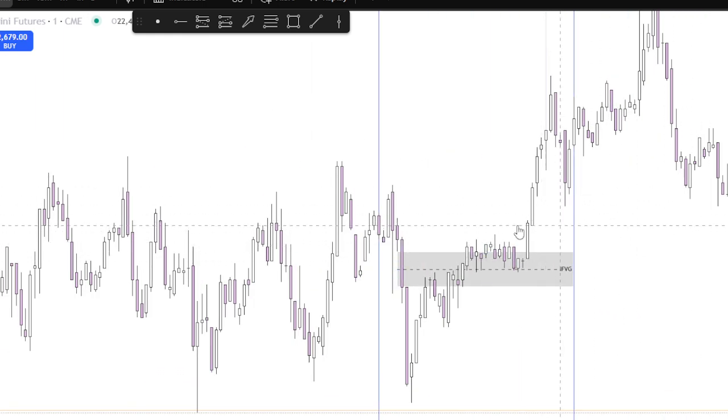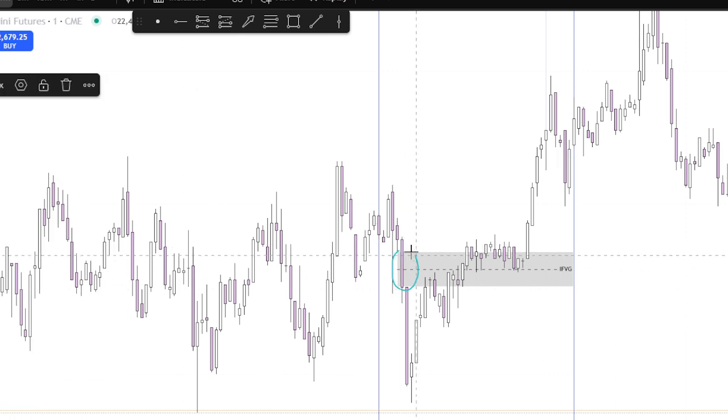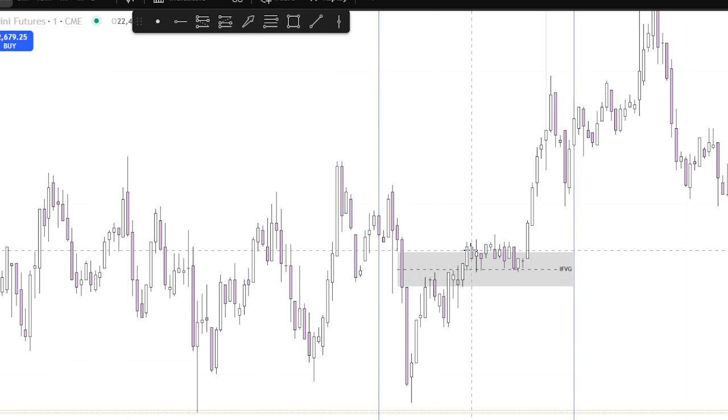From knowing what a fair value gap is, we see that we formed a fair value gap right here, a three candle formation. What is an inverse fair value gap then? Well, let's just use common sense and say that an inverse fair value gap is when a fair value gap gets filled. Filling a fair value gap means this candle closed over the fair value gap and invalidates the idea that if price hits it, it's going to push lower.